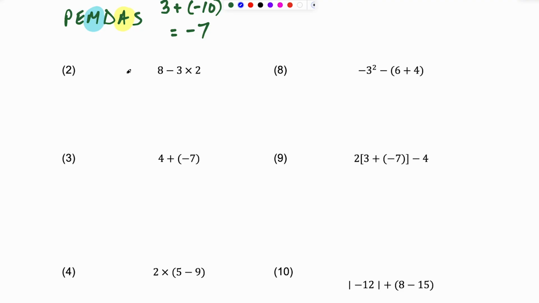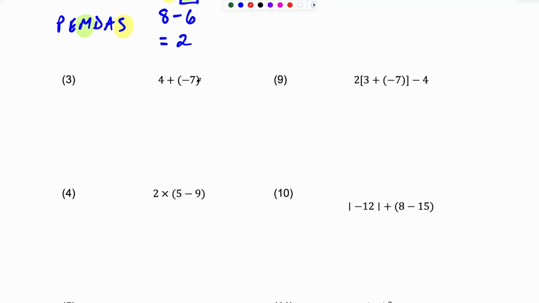So now for question 2, we have 8 minus 3 times 2. And we could think of the order of operations again. We could think of PEMDAS. And this time around, what we have is we have subtraction and we have multiplication. So in this case here, we're going to do the multiplication first. So we're going to have 8 minus, and when we do 3 times 2, we get 6. And 8 minus 6 is equal to 2.